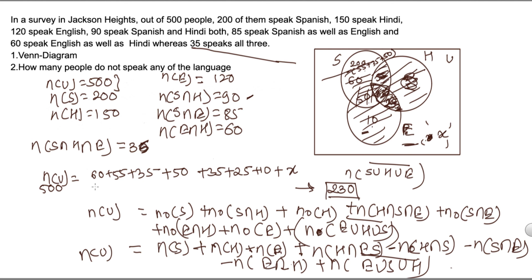So from this question we find the number of people who do not speak any language will be 230.